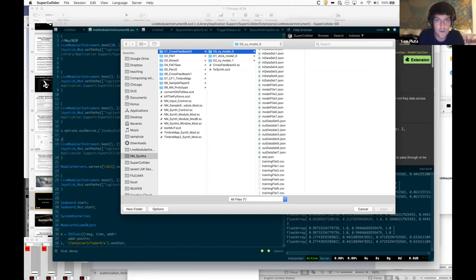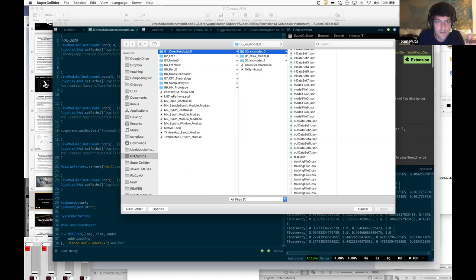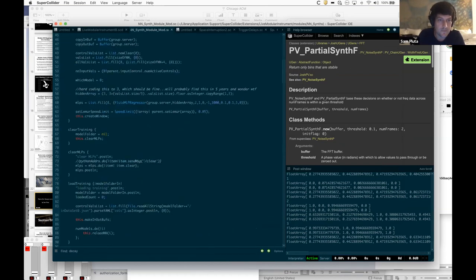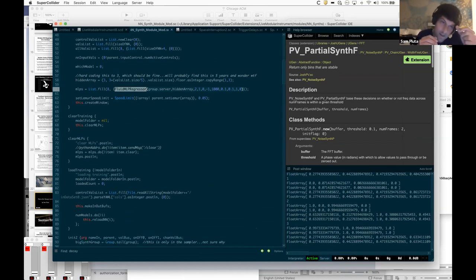So if I open the NN synth module mod, so fluid MLP regressor is the object, and I make 8 of them. That's instead of using Keras or TensorFlow or, pick your poison. That's the object. I'm not sure those are publicly available yet. Their listening stuff is available, but I'm not sure if the machine learning stuff is available yet.